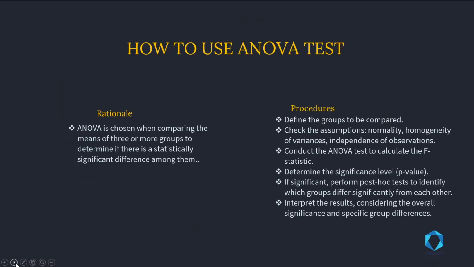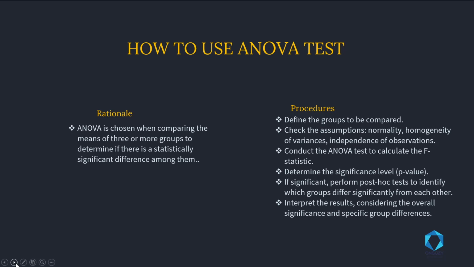Let's look at how to use ANOVA tests. First, we look at the rationale. We have said that ANOVA is chosen when comparing the means of 3 or more groups to determine if there is a statistically significant difference among them.